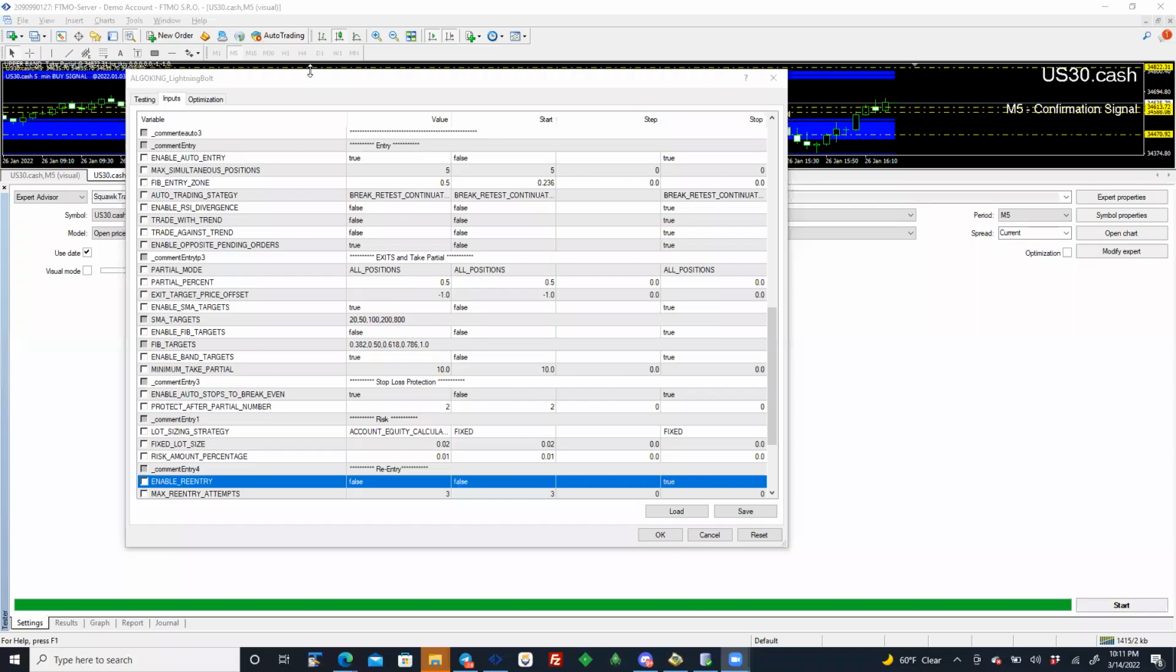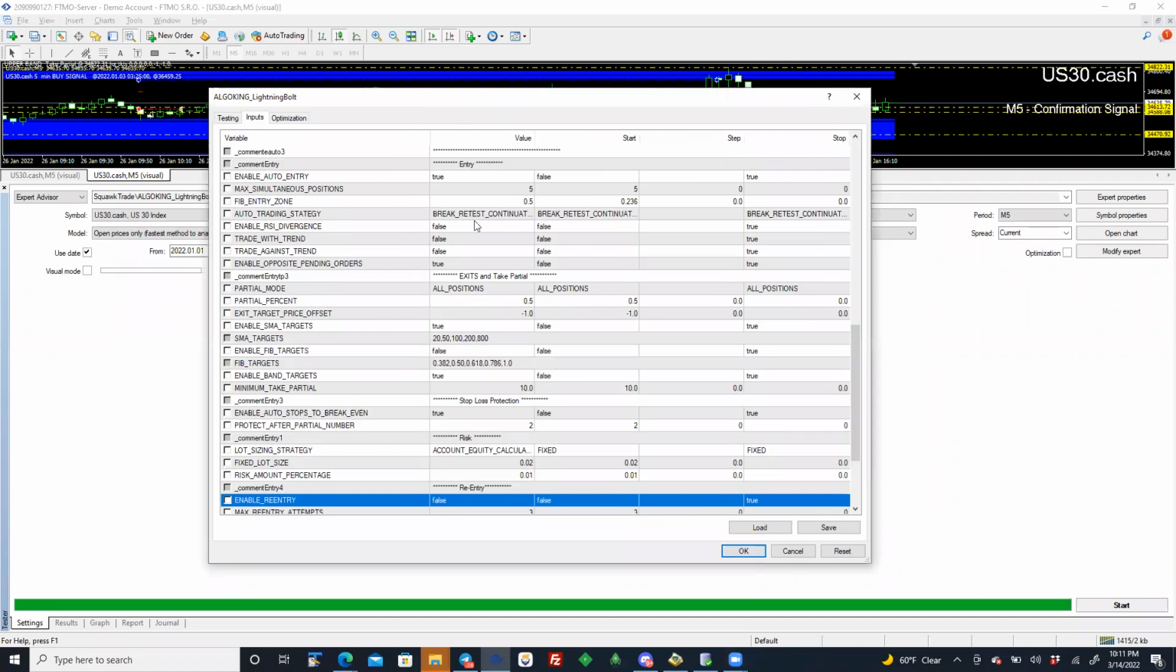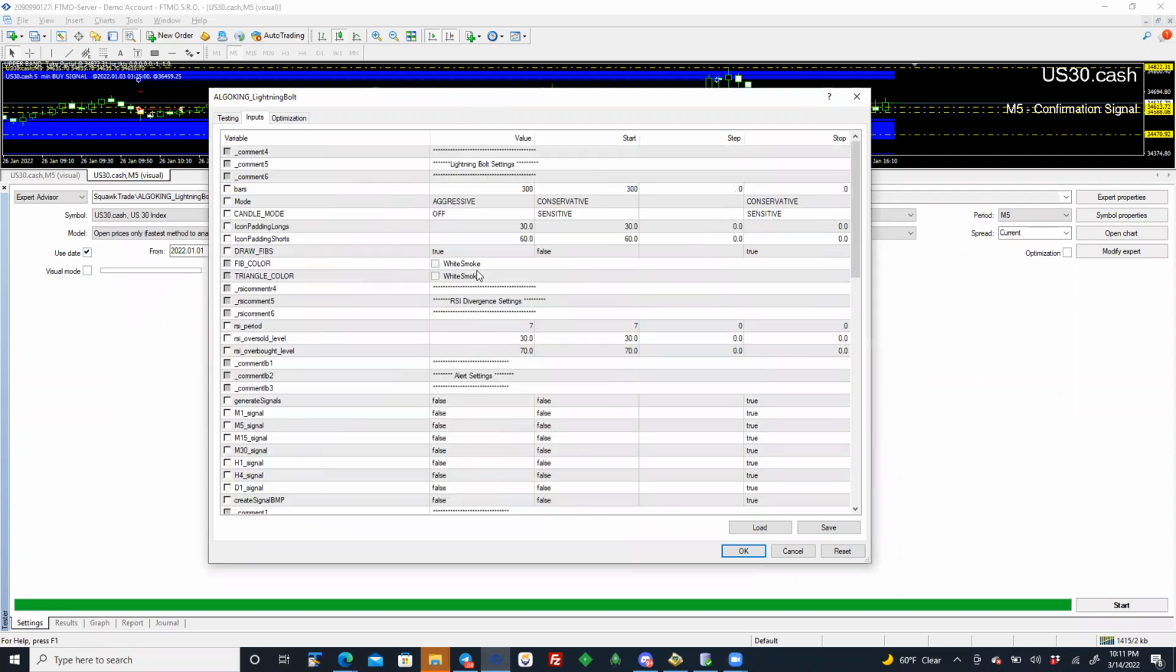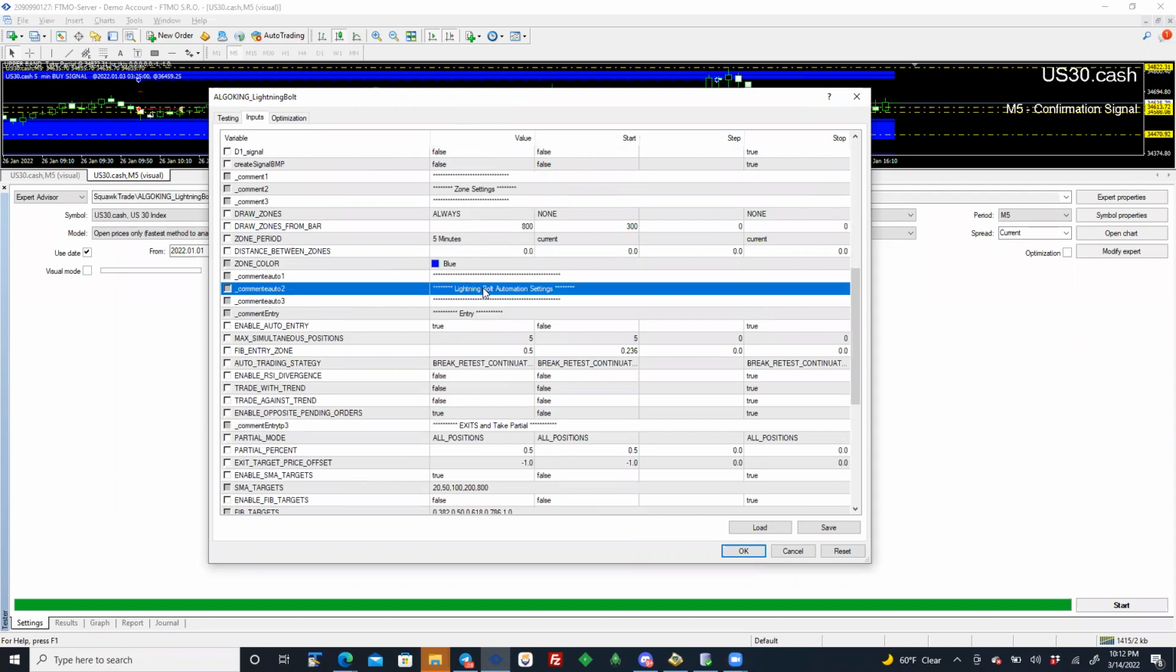So I'm just running through some tests and looking to see where I need to improve. I'm going to share the screen, and you should be able to see the settings for the lightning bolt indicator. For those familiar with the lightning bolt strategy, you know about various modes like aggressive lightning bolt mode or turning candle detection off. We won't talk about that.